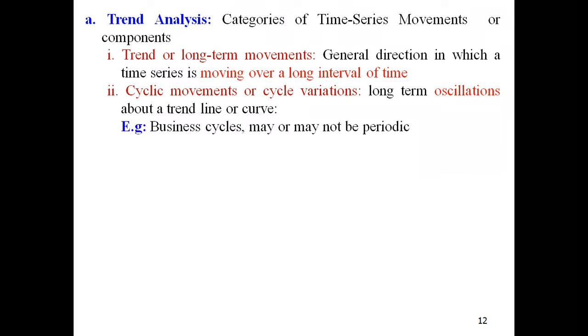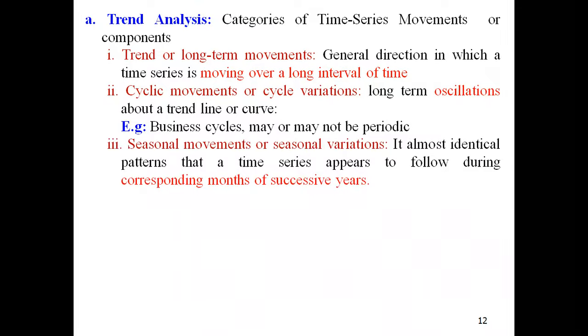For example, business cycles may or may not be periodic. And then seasonal movement: summer, winter, and then again rainy season. These are all seasonal movements. They are almost identical patterns that a time series appears to follow during the corresponding months of successive years. For example, May, June, July is the summer season. That means based on the corresponding month in successive years, it appears. Those are called seasonal movements.